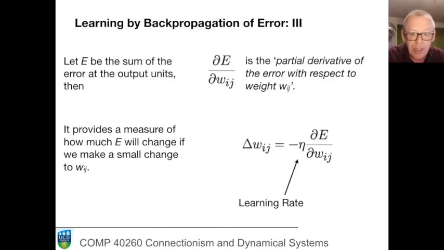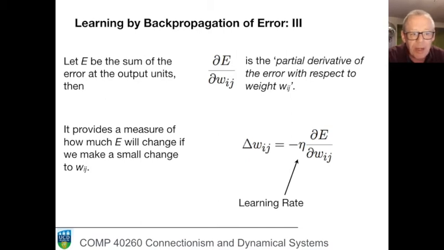So here's the only little bit of math you're going to be faced with. We're going to let E be the sum of the error at the output units. So we just add up all the errors at the output units. That's E. It's an overall measure of how stinky our network is, how well it's doing. Then the term on the right there with the fancy curly D's is probably unfamiliar to you. It's the partial derivative of the error with respect to the weight Wij.